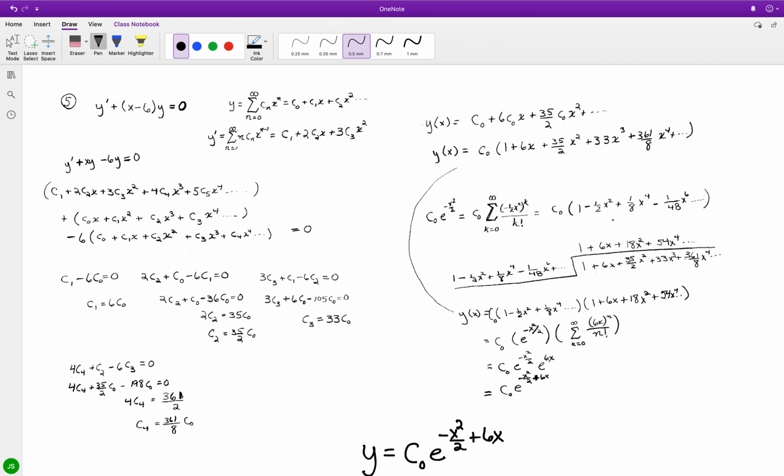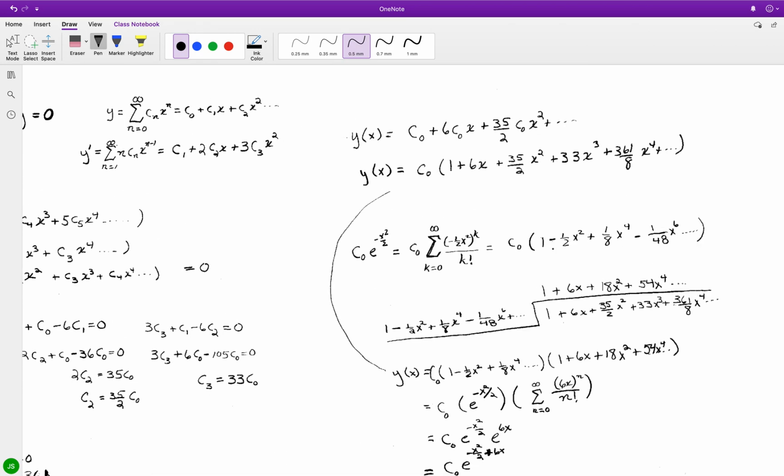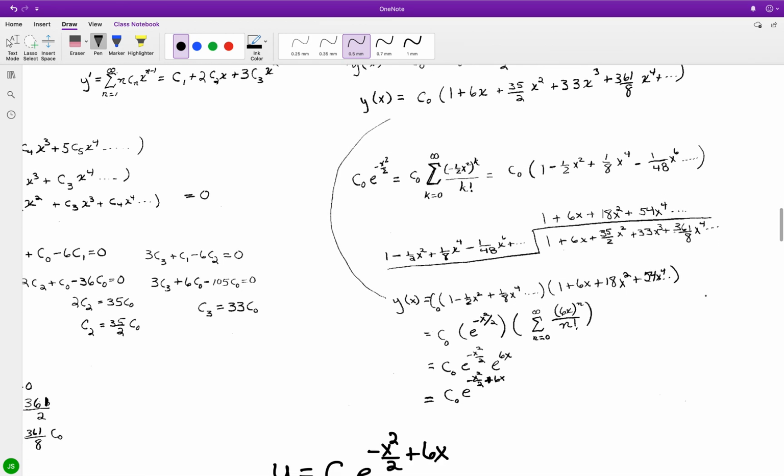And now, when we looked at C naught e to the negative 1/2 of x squared, this was our result in the summation. And for what we have in expanding, okay, so you have C naught times quantity of 1 minus 1/2 x squared plus 1/8 x to the 4th, and so on. And if I take this into what I have so far for y of x, okay, so I have 1 minus 1/2 x squared, 1/8 x to the 4th, and so on, into 1 plus 6x, 35 halves x squared. And with the long division, this would be your quotient, 1 plus 6x plus 18x squared plus 54x to the 4th.